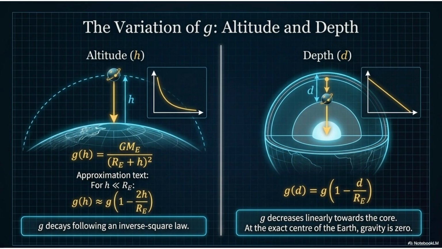Gravity also varies with altitude and depth. As you move further from the Earth, gravity follows an inverse square law and decreases. Moving toward the Earth's core, the acceleration due to gravity decreases linearly until reaching zero at the center.